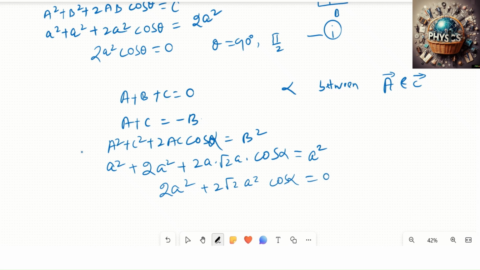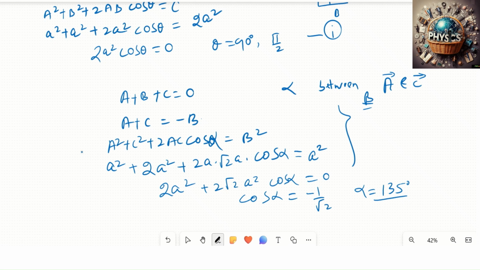a square cancels out, 2 cancels out. So cos alpha comes out to be minus 1 by root 2. It is 1 plus root 2 cos alpha is 0, or cos alpha is minus 1 by root 2. So 45 degrees is 1 by root 2, and in this case it will be 135 degrees. So alpha comes out to be 135 degrees.